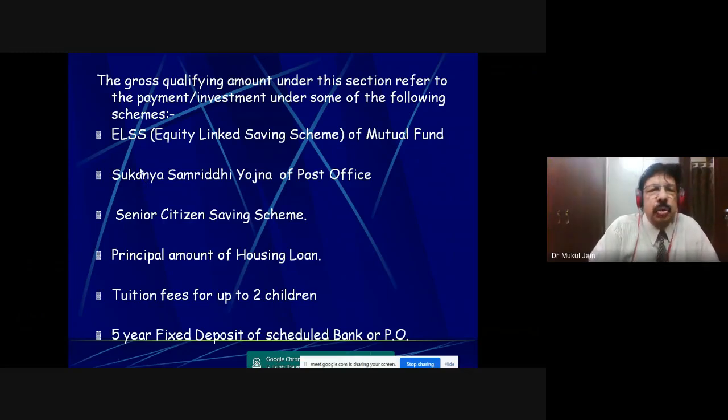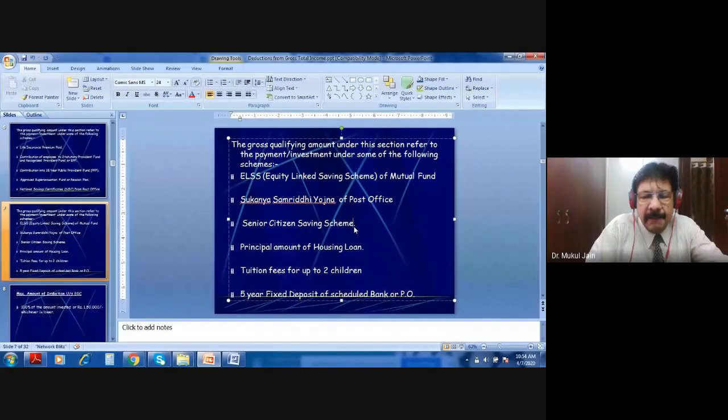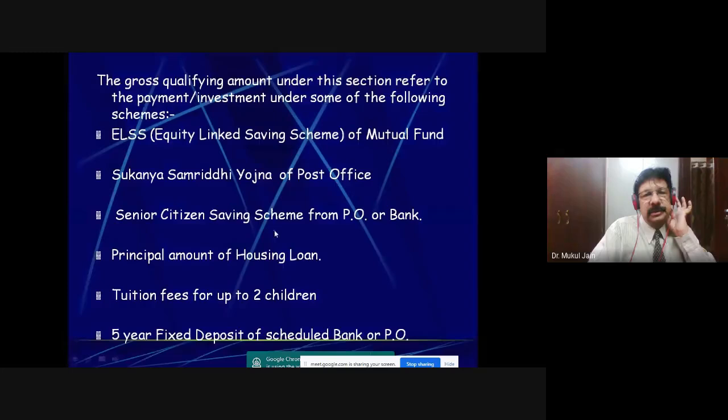Similarly, there is another plan for the girl child. This is known as Sukanya Samriddhi Yojana of post office. This scheme is for girl child up to 12 years of age. Then there is a senior citizen saving scheme from post office or bank. If somebody has invested in this scheme, it is only for senior citizens who are more than 60 years of age.